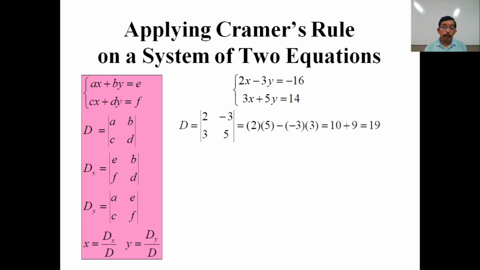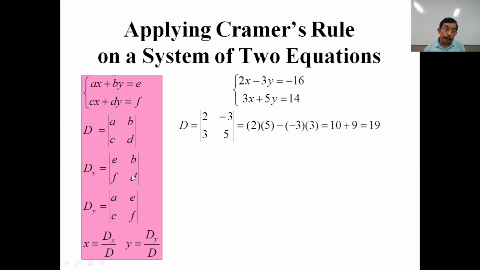Again, let me repeat the same method. If the given equations are ax plus by is equal to e, cx plus dy is equal to f, then D is the coefficient matrix, and Dx is the coefficient matrix with the first column replaced by the constant values. The second column stays the same.